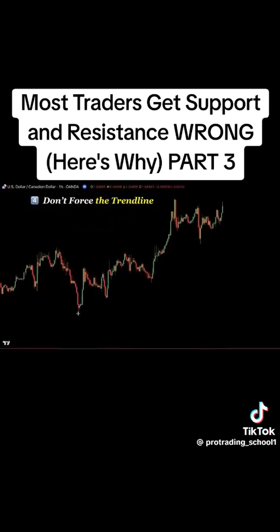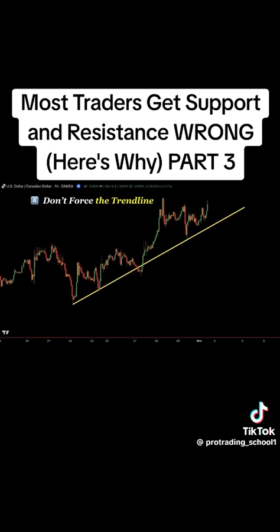This is one of the biggest mistakes traders make. If the trend line is clear and fits naturally with the market structure, draw it. But if you have to force it, then it's not a valid trend line. Here's an example. The first trend line we drew was incorrect because we ignored an important touch point just to make the line look cleaner. That's what we call forcing a trend line, and it's a common mistake.